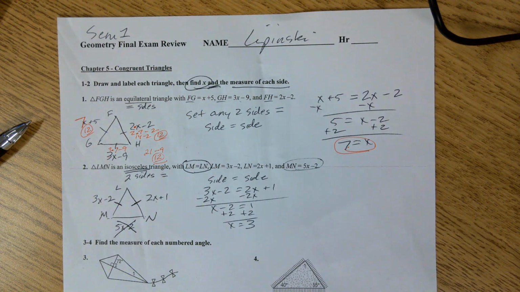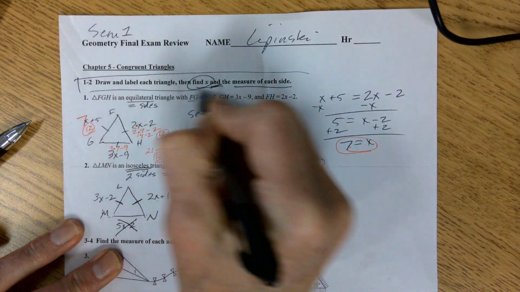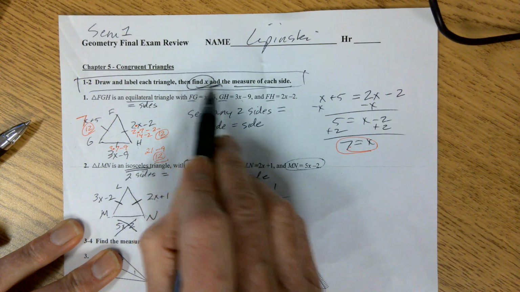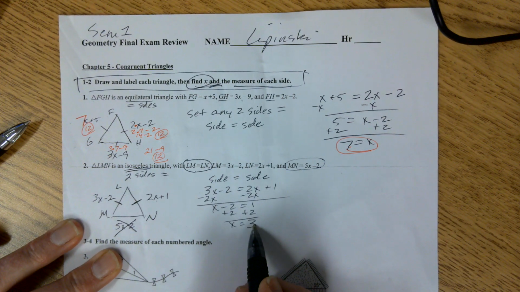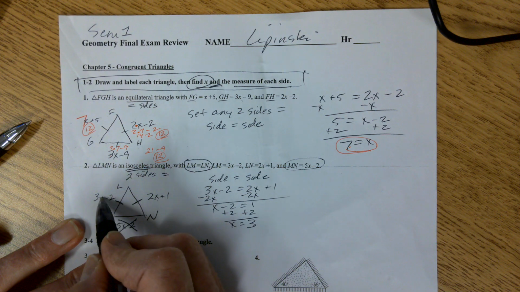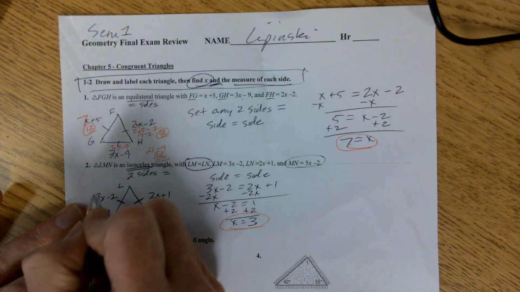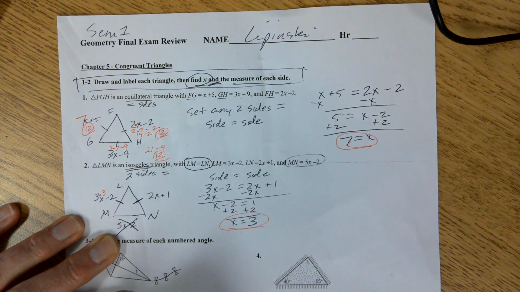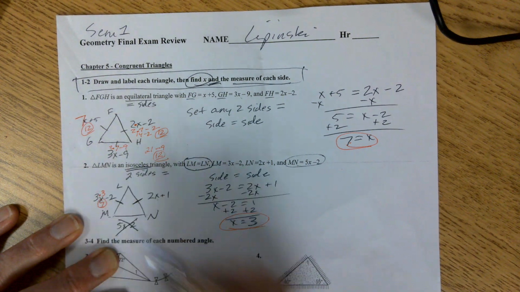Now I'm going to go back to the question. Okay, in the directions above, it says for numbers 1 and 2, draw and label the triangle, find x, find the measure of each side. So this 3 then, I would substitute back in here. So I'm going to do it again in red, so it's easy to see. This is times 3. 3 times 3 minus 2. 9 minus 2 is 7.